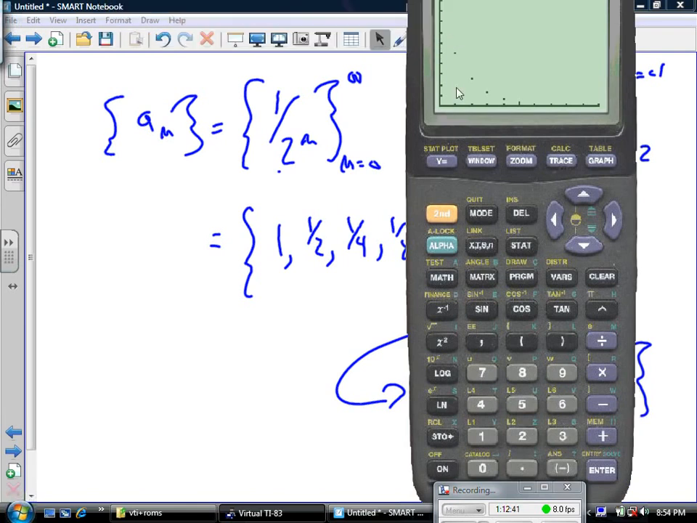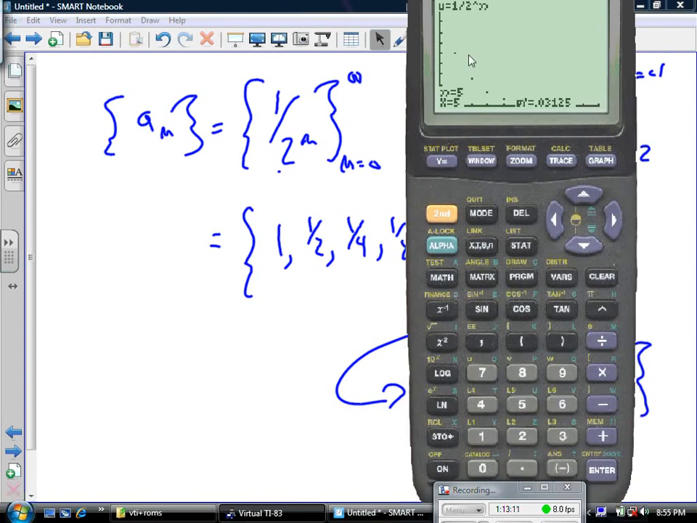It should be there. No, go away. When n was 2, you get a half. When n is 3, you get a third. When n is 4, you get a quarter. Let's see if that's right. Trace. It starts with n min, and the first value is 1. Where it says y equals, that's the sequence value, 1. If you trace it, you get 0.5, 0.25, 1 quarter, 0.125, 1/8, 0.0625, 1/16, 0.03125, 1/32, and so forth.